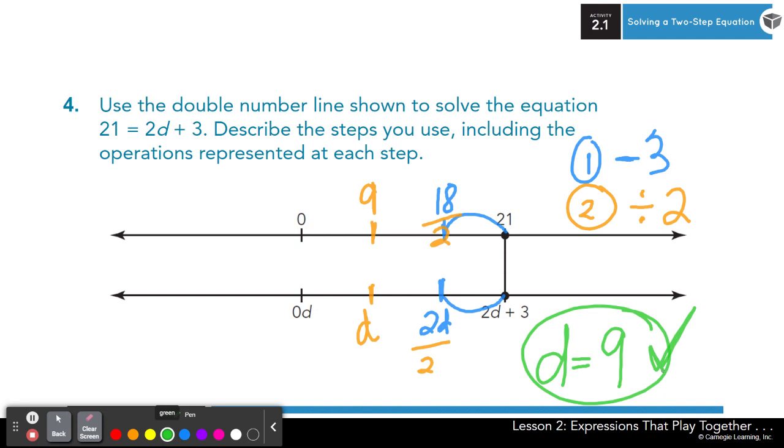Because if I have 2D's and I'm trying to figure out what one of those D's is, I'm going to divide both sides by 2. So 18 divided by 2 gives us 9. And 2D, of course, divided by 2 gives us 1D, leaving us with our solution.